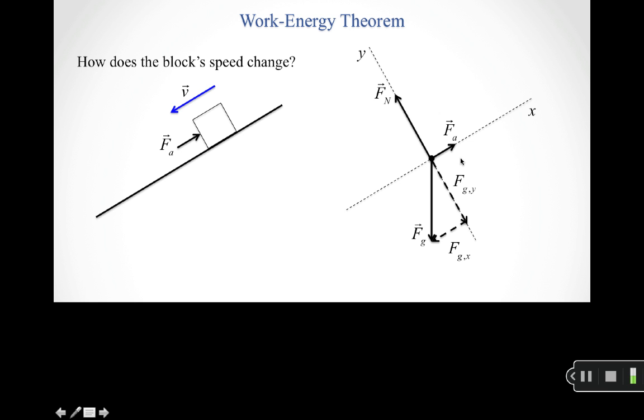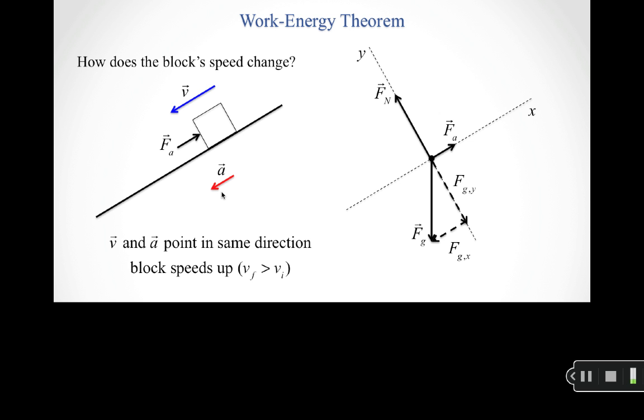If, on the other hand, I switch it up so that this force isn't very large, and in fact it's smaller than this component along the plane of the weight, then I know the net force will point down the incline, which means that the velocity and the acceleration now point in the same direction, and so the block will speed up. Now, it wouldn't speed up as much as if I didn't push at all, but if I don't push hard enough, then the block will still continue to speed up because the net force will still point down the plane, and so the acceleration and velocity will still point in the same direction.